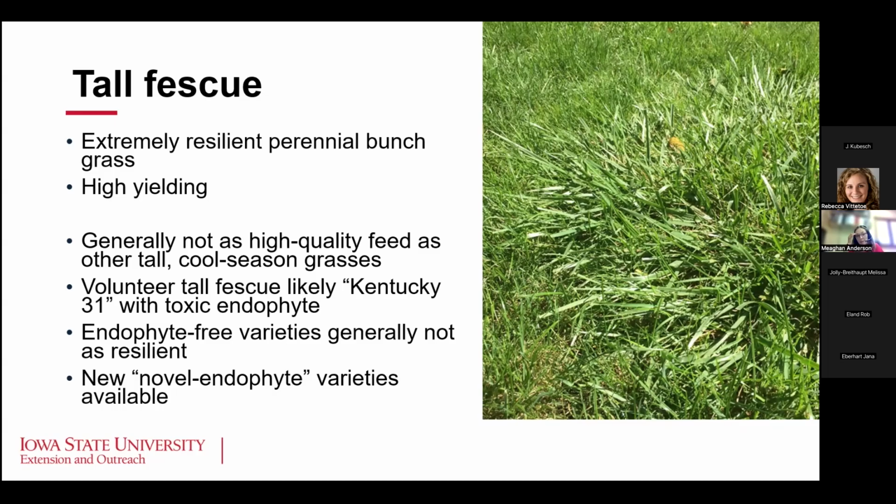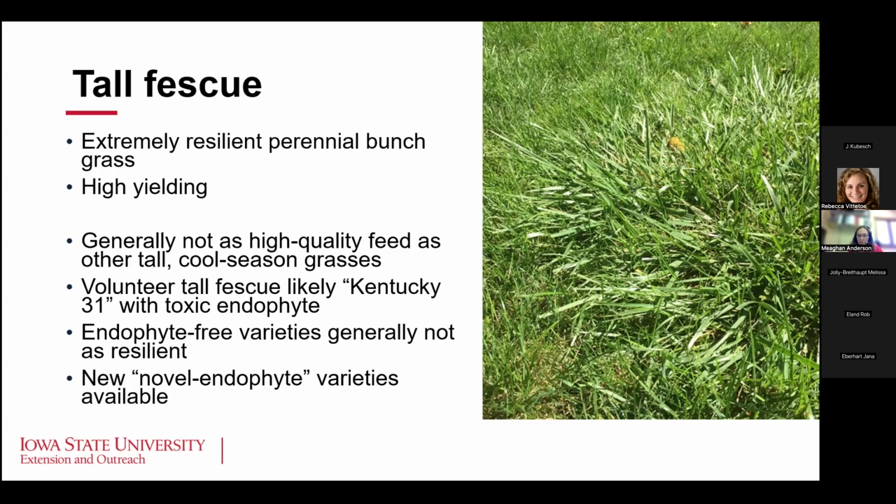It can be quite high yielding, but it's generally not going to be considered quite as high quality feed as other tall, cool season grasses. And so if you're somebody with a pasture that's mixed with tall fescue and other species, I often will see the livestock, if they're given a choice, they're going to kind of avoid the tall fescue unless they're sort of forced to feed on the fescue.